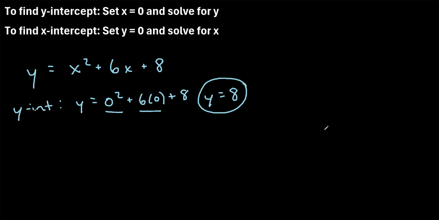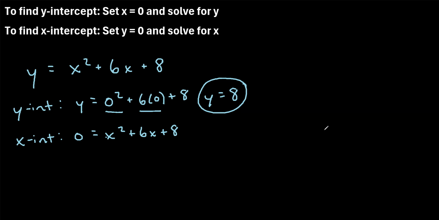Now let's find the x-intercept. So we'll say x-intercept. We set y equal to 0 and we solve for x. So we get 0 is equal to x squared plus 6x plus 8. So to solve for x on this side, we need to first factor this quadratic equation.